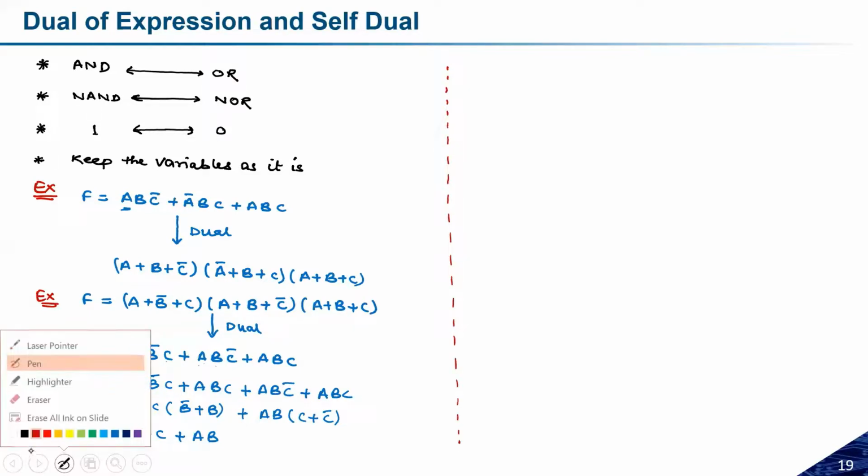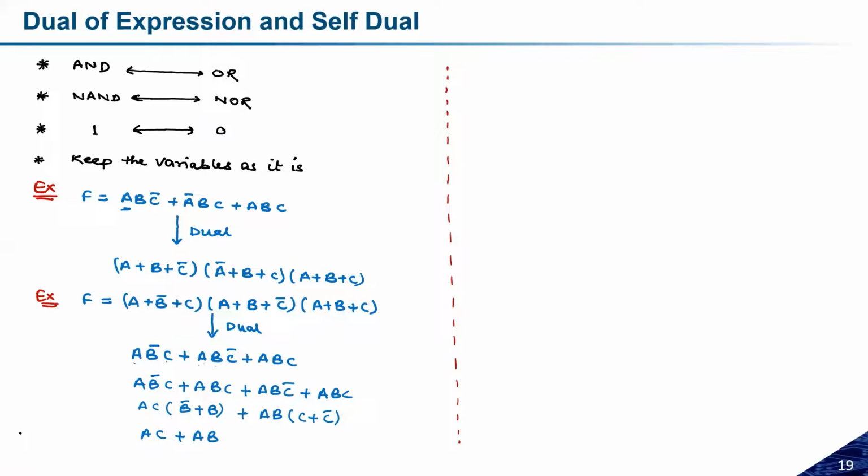So what self dual says, suppose I have a function f, and if I am finding the dual of the function, this will be same as whatever the function we had before. So the function is not going to be changed. Let us consider some example. What are some of the expressions which can give you the self dual?